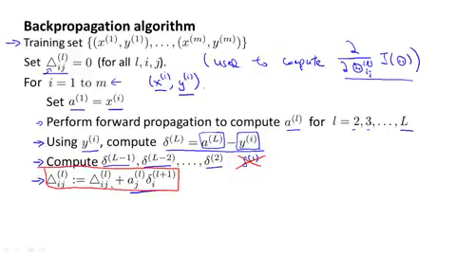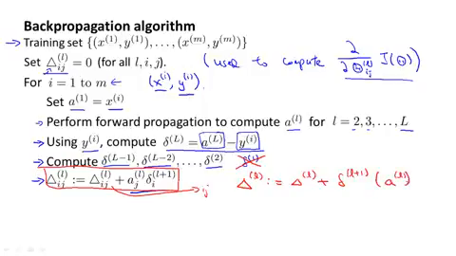By the way, if you look at this expression, it's possible to vectorize this too. Concretely, if you think of capital delta ij as a matrix indexed by subscript ij, then if capital delta L is a matrix, you can rewrite this as capital delta L gets updated as capital delta L plus lowercase delta L plus 1 times a L transpose. So that's a vectorized implementation that automatically does this update for all values of i and j.